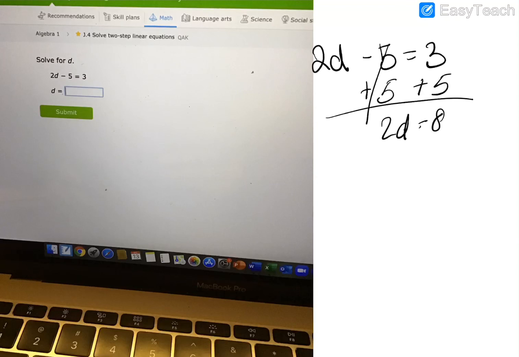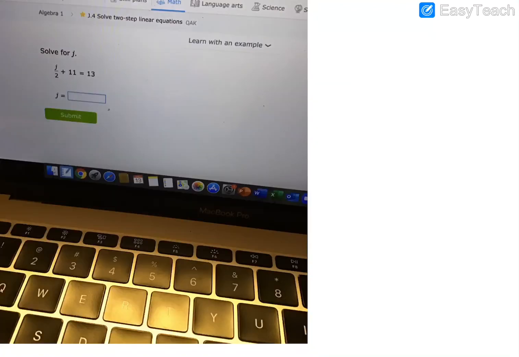2 times something equals 8. You can think about that for a second. We can divide both sides by 2. And we get that d equals 4. Look at our last one.